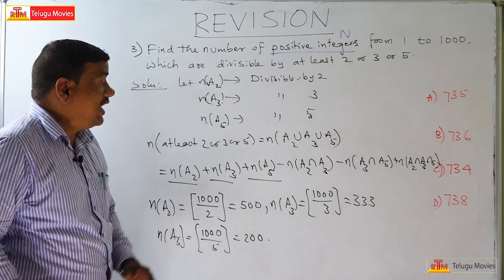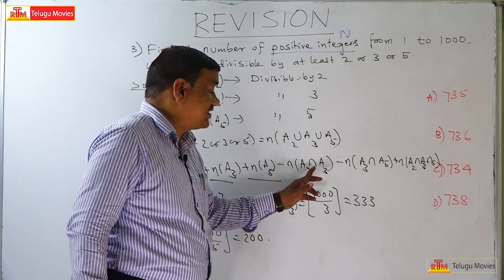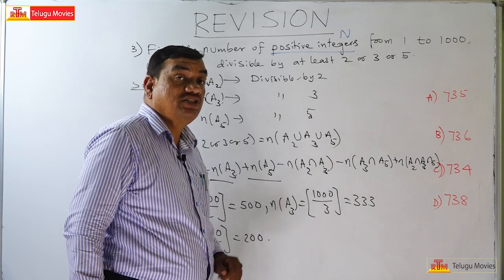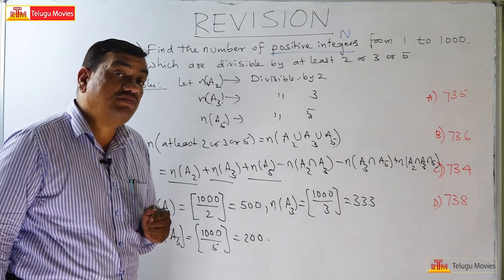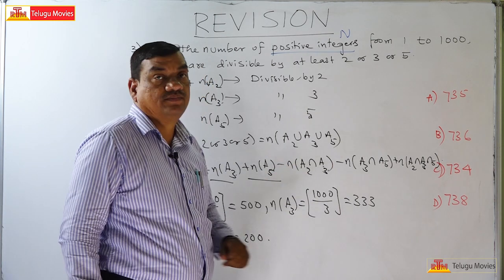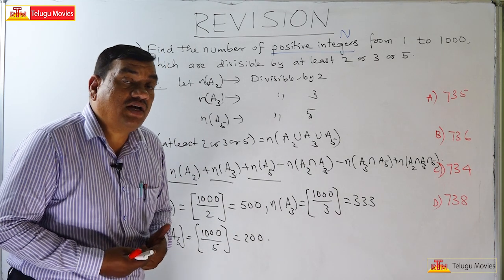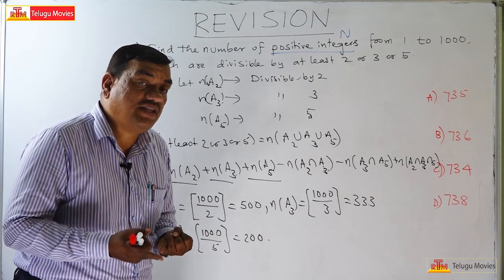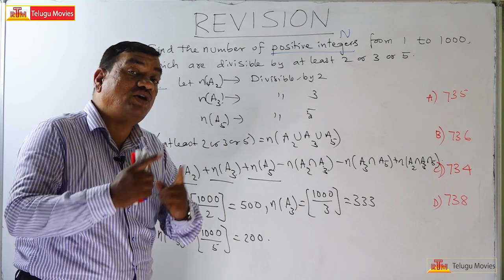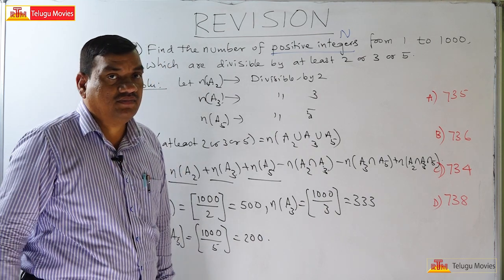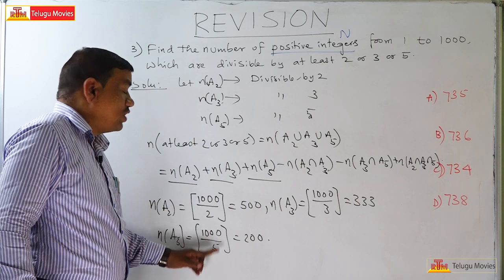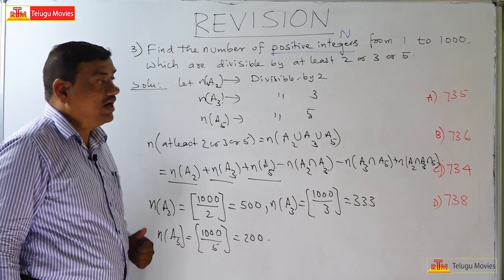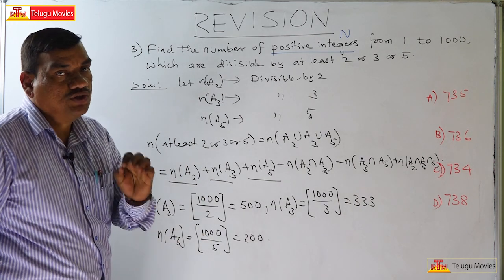Now we have to find out n of A2 intersection A3. That means the number of elements which are divisible by both 2 and 3. The numbers which are divisible by 2 and 3 means divisible by their LCM, 6. That means floor of 1000 by 6 you have to write down. Okay now? So let us continue the solution.